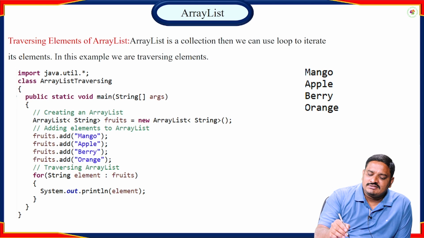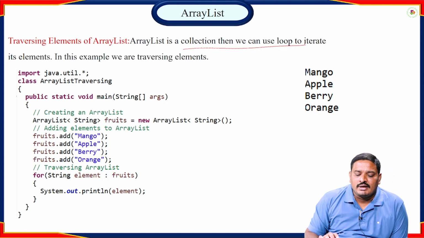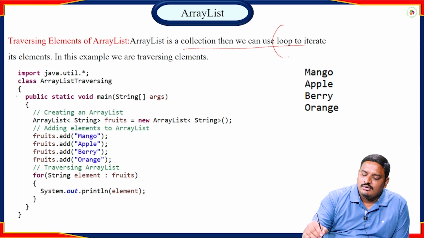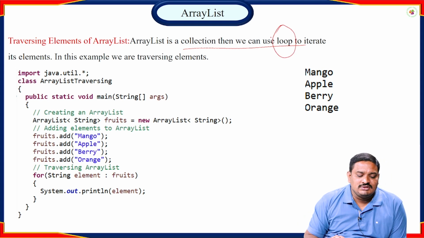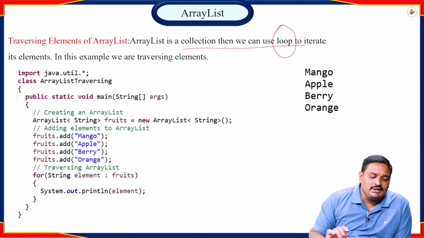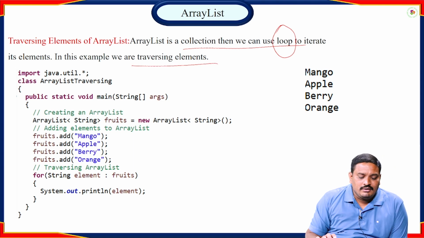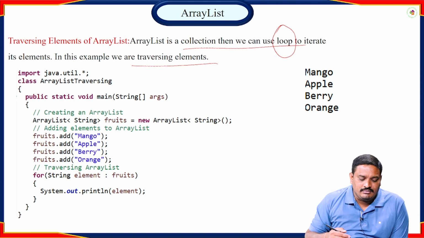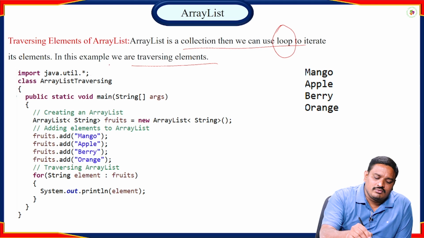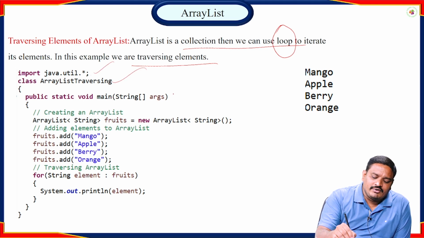Here, the array list is a collection. Then we can use the loop to iterate the elements. That is called traversing the elements. How to traverse the elements? Same example, we can use the different thing.